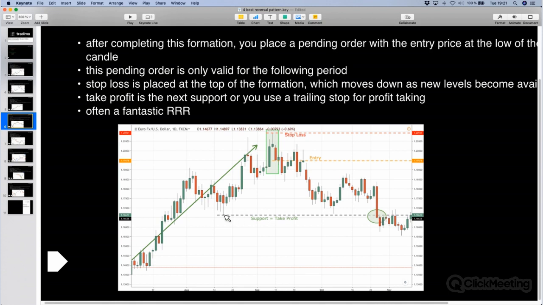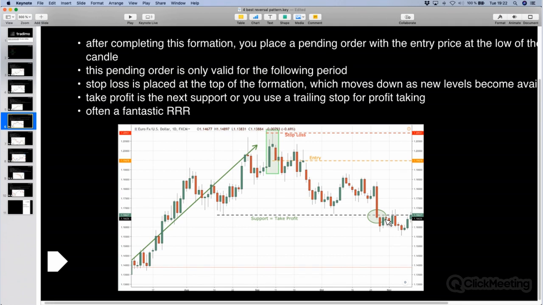And you don't need to take the support level as your take profit. You can let the winners run. But then, of course, you have to carefully manage your stop loss. You can move your stop loss down to this level after the market goes down and up and down again. Then the market goes down, up again and down, and you can move your stop loss to this level. You can see this all the time. Just wait for the next little swing high to move the stop loss down.